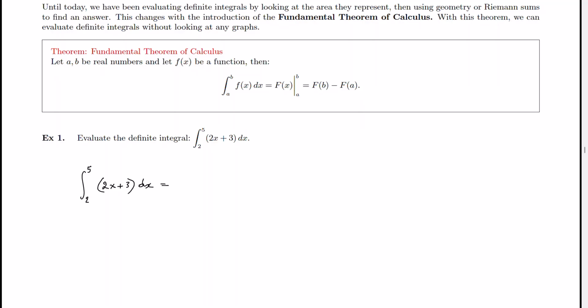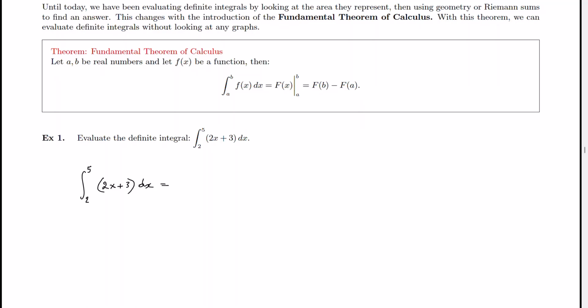Well, first of all, what we're going to do is pretend like the 2 and the 5 don't exist, and we just deal with the 2x plus 3. So we're supposed to integrate 2x plus 3. We know there's a rule that says you just integrate the terms one by one. You can ignore the plus because of the sum and difference rule of integrals.